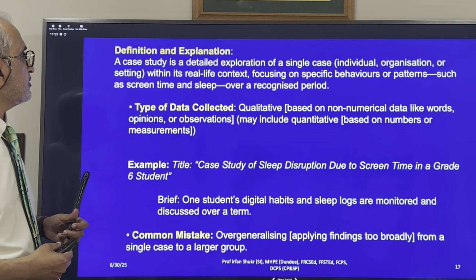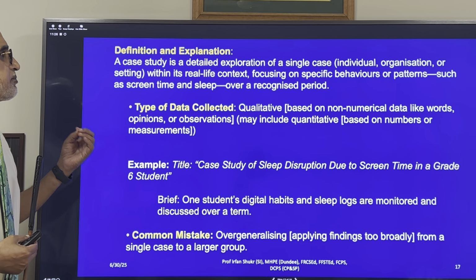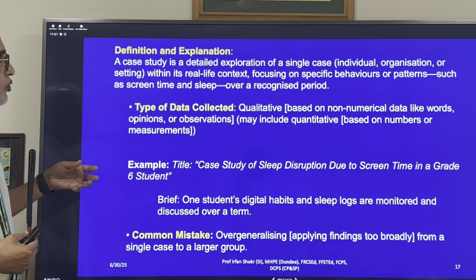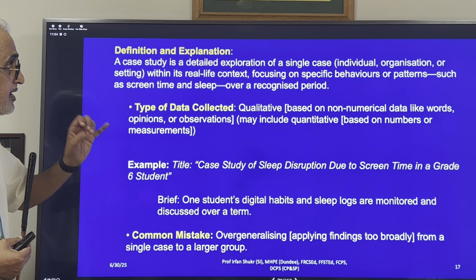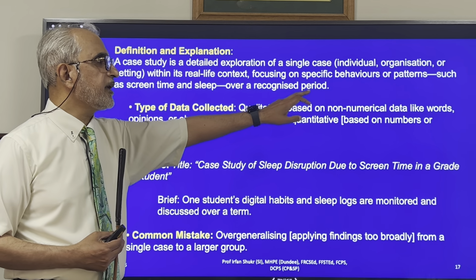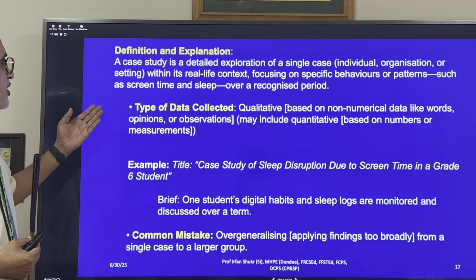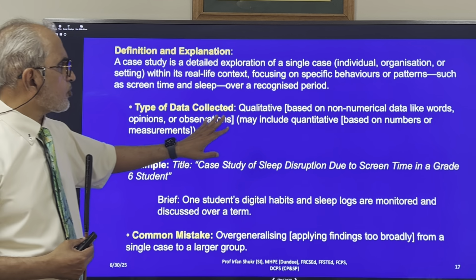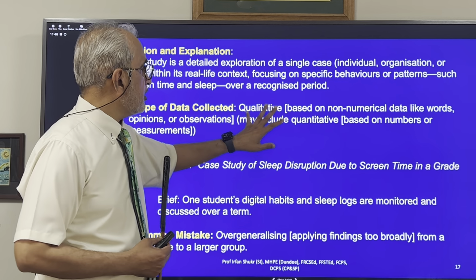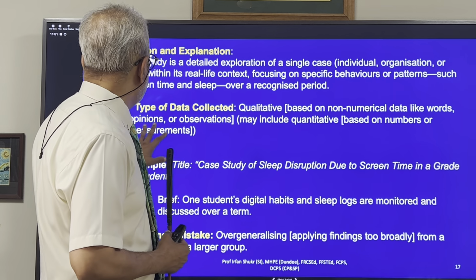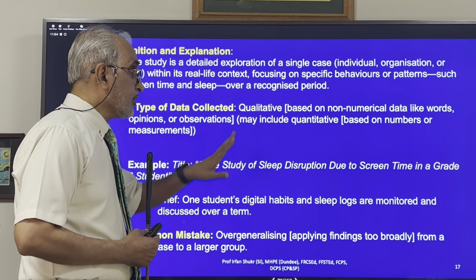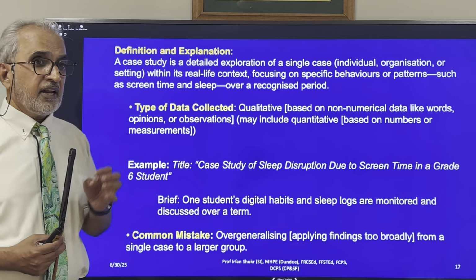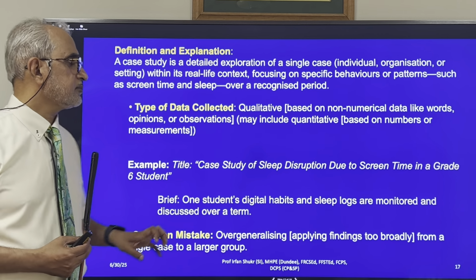Lastly, the case study design. A case study is a detailed exploration of a single case, which could be an individual, an organization, a school or college or setting, within its real life context, focusing on specific behavioral patterns, such as screen time and sleep over a recognized period. Data collection is qualitative, based on non-numerical data like words, opinions, observations, and may include quantitative also. But primarily, the case study design is more towards qualitative research.